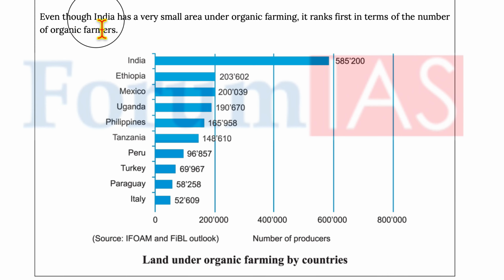Now, although India has a very small area under organic farming, it ranks first in terms of number of organic farmers. The number of farmers engaged in organic farming is close to 6 lakhs in India.